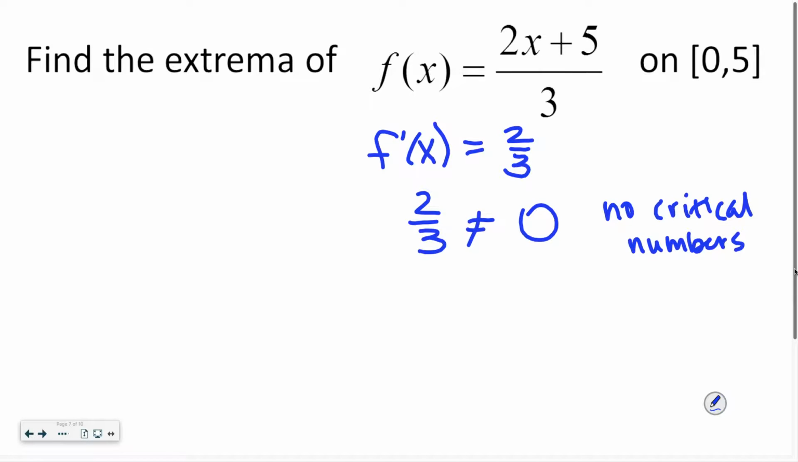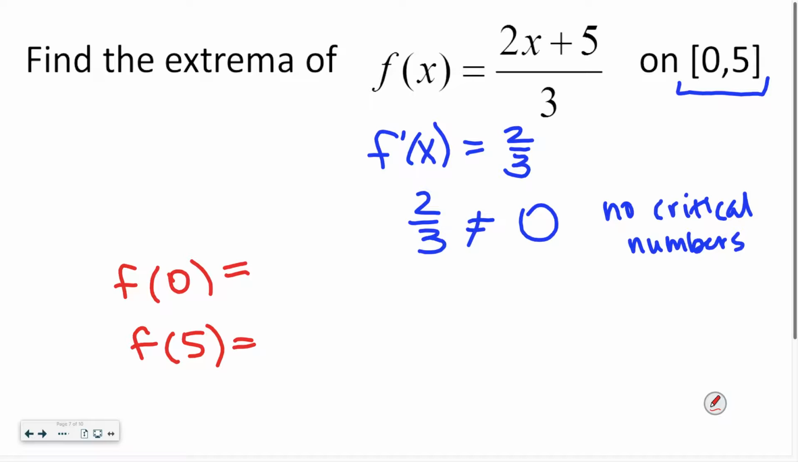All right, so here are our endpoints, 0 and 5. We have no critical numbers to plug in. That's fine. So we can plug in our endpoints, 0 and 5. When we plug in 0, what do we get? When we plug in 5, what do we get? 5. What do we get? 5.